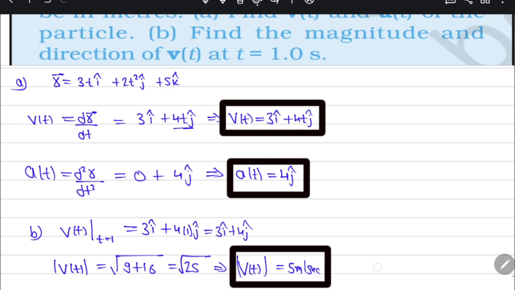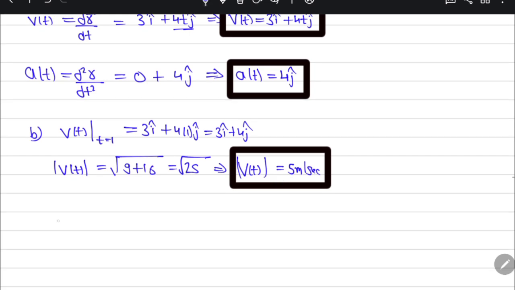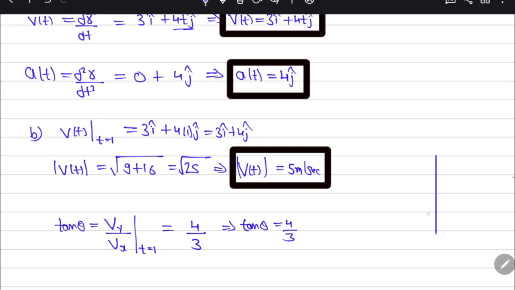Then after that, we have to find the direction. How do we find it? tan theta is equal to y component of velocity upon x component of velocity at t equal to 1 second. The y component of velocity is 4 and the x component of velocity is 3. So tan theta is equal to 4 by 3.